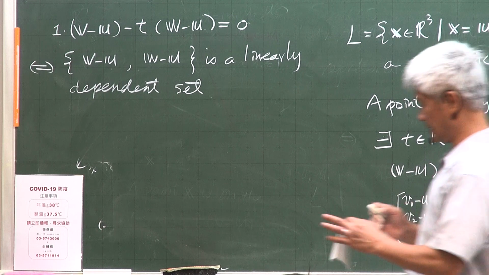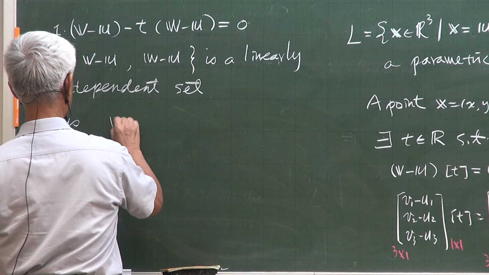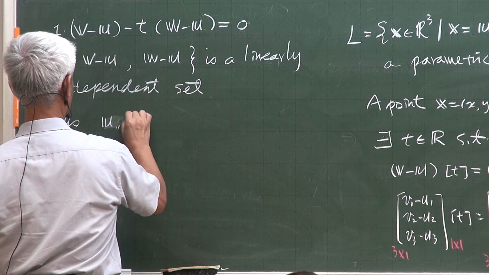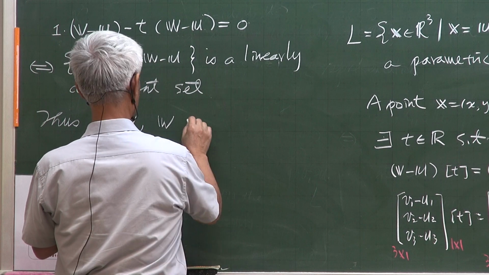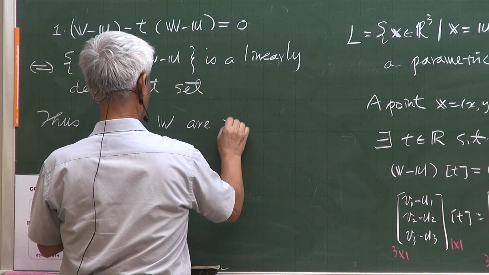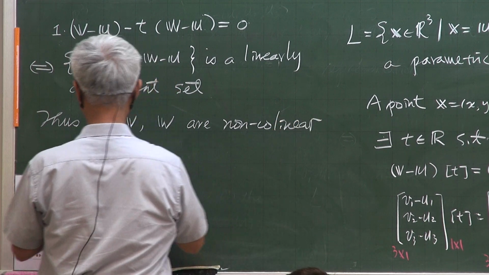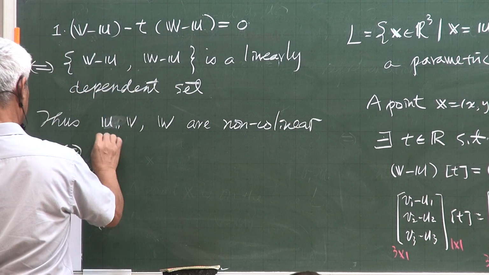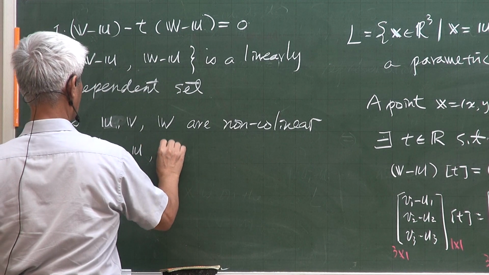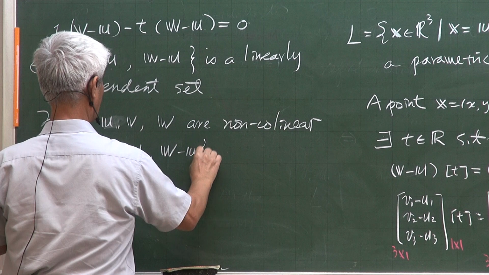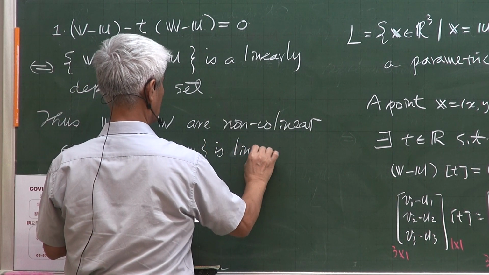Alright, so now we can say that 3 points U, V, W are non-collinear if and only if V minus U and W minus U are linearly independent.